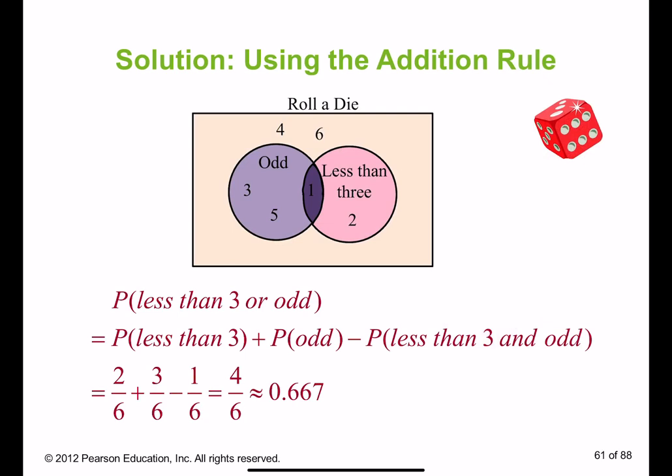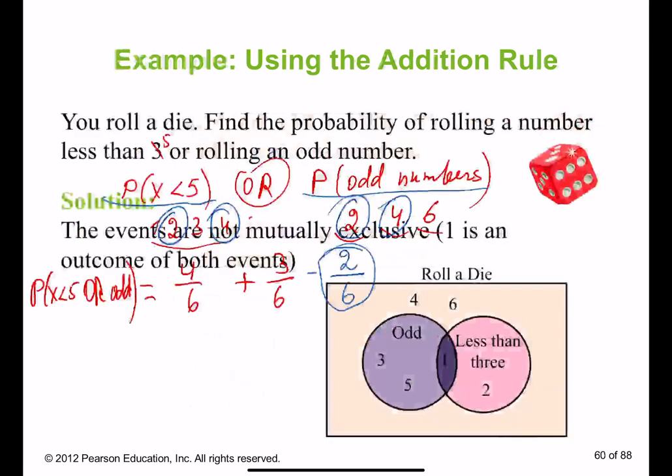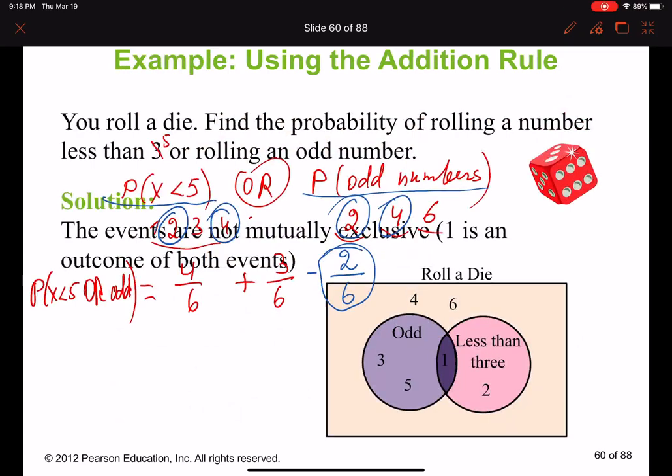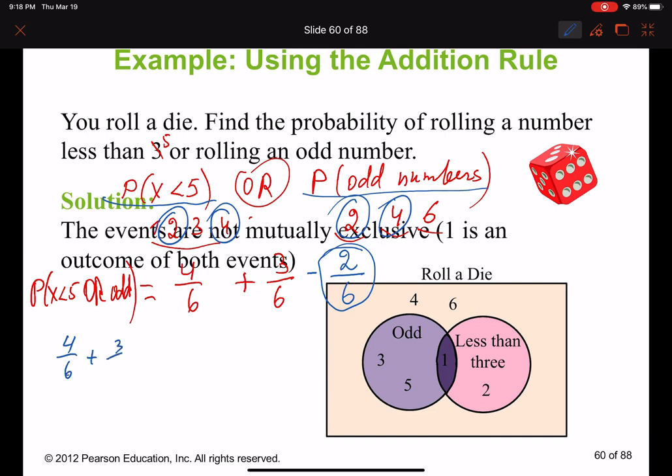2 over 6 plus 3 over 6. In this case we have minus 1 because I did change it, right? So we get, let me rewrite it. So 4 over 6 plus 3 over 6 minus 2 over 6. Since the denominator is the same, I can operate with the numerator. 4 plus 3 is 7. 7 minus 2 is 5 over 6 probability. Okay.